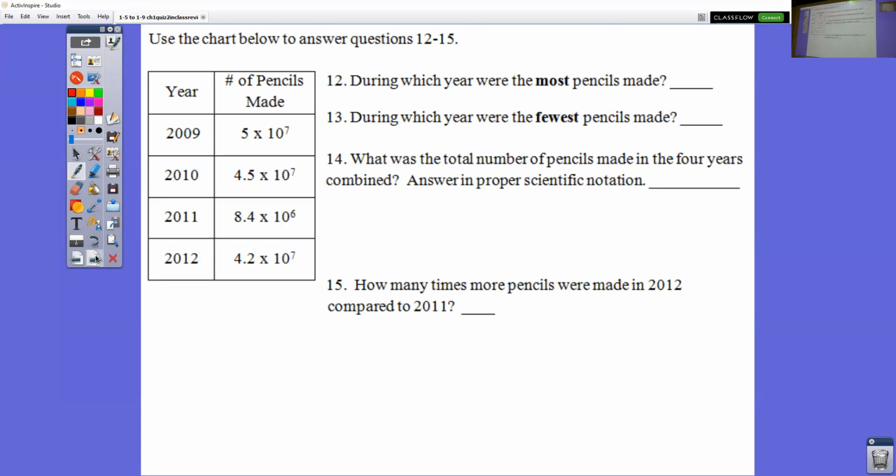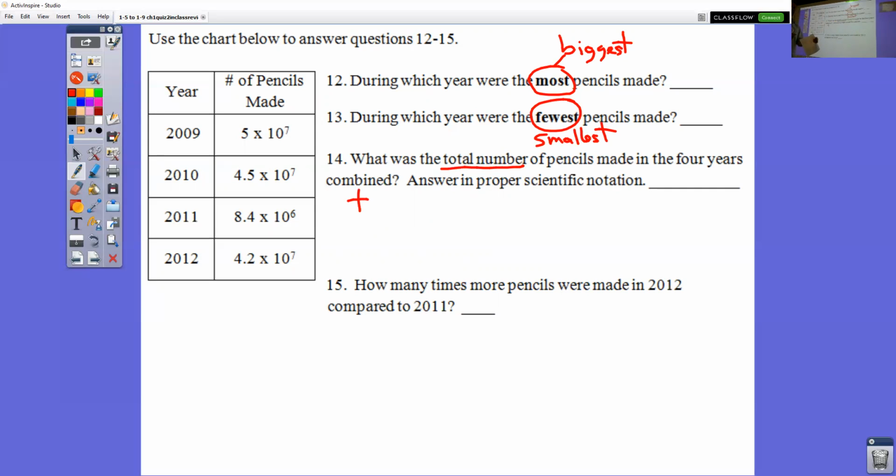In the next section, you have a table that you have to look at. We're looking for the most pencils, so that's going to be your biggest number. We're looking for the fewest pencils. That's going to be your smallest number. In number 14, we're looking for the total number of pencils in the 4 years combined.